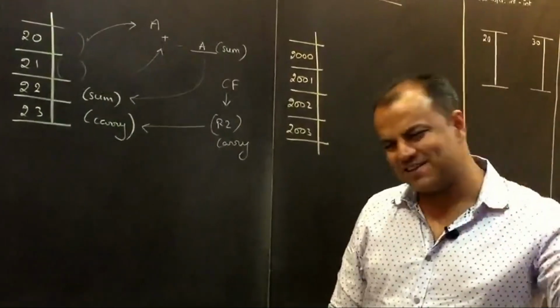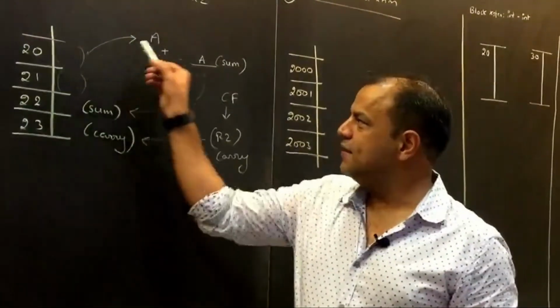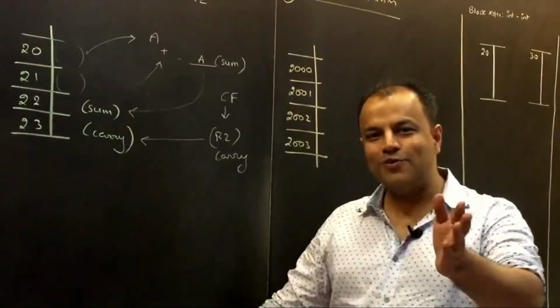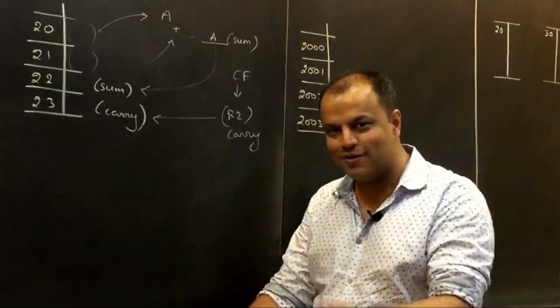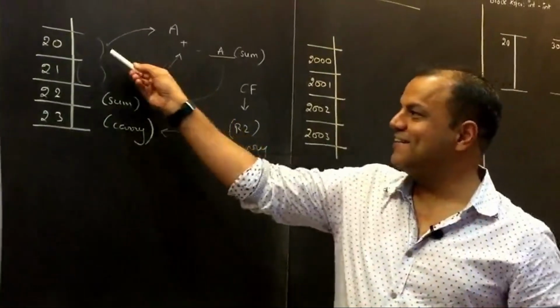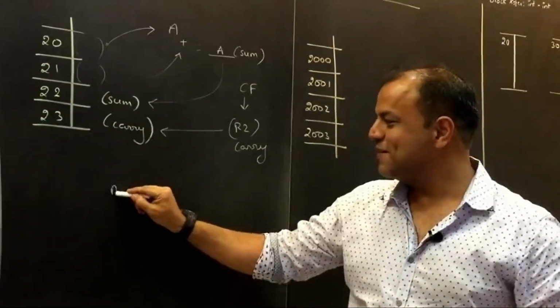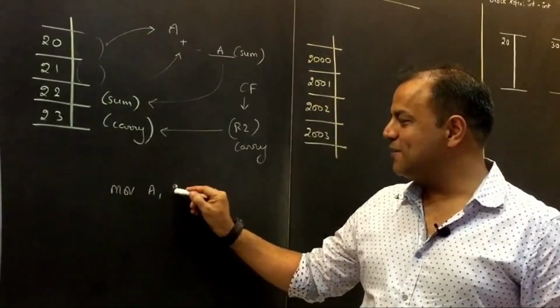Let's start the program. Don't get scared. Let's start. Come on. Take the data of 20 into A. Come on, add two numbers. You won't be scared of add two numbers. Really? This is the hello world of our subject. Come on. Take the data of 20 into A. Come on. Move A, 20H.